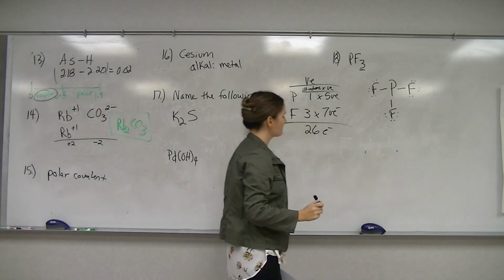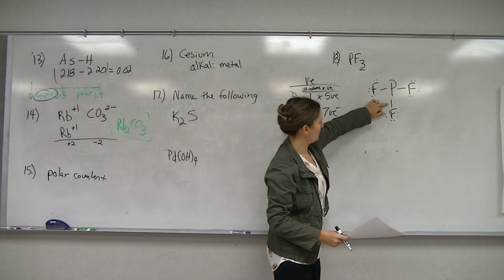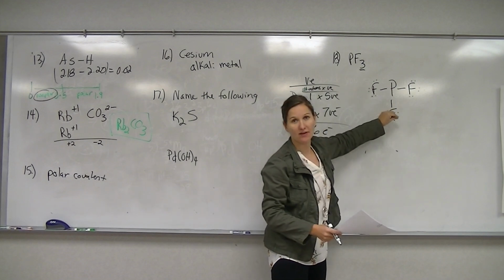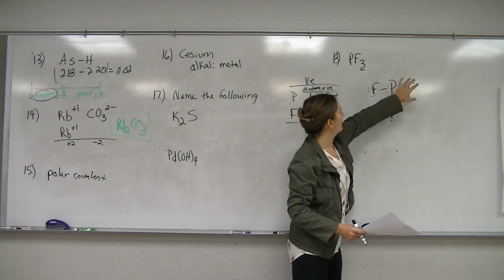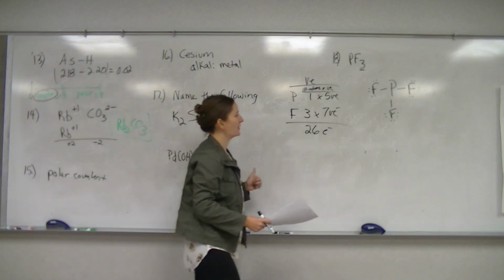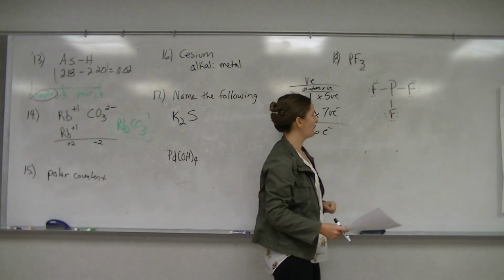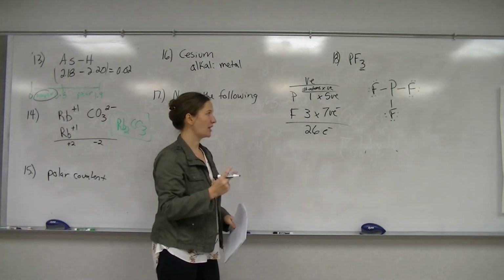So to do this, a single bond counts as 2 electrons. So we need to add 6 more to each fluorine so they have a full octet, a total of 8. Okay, so 8, 8, 8. They're all happy. Okay, how many have I used? Well, 8 times 3 is 24. So I've used 24 of my 26, so I have 2 electrons left.